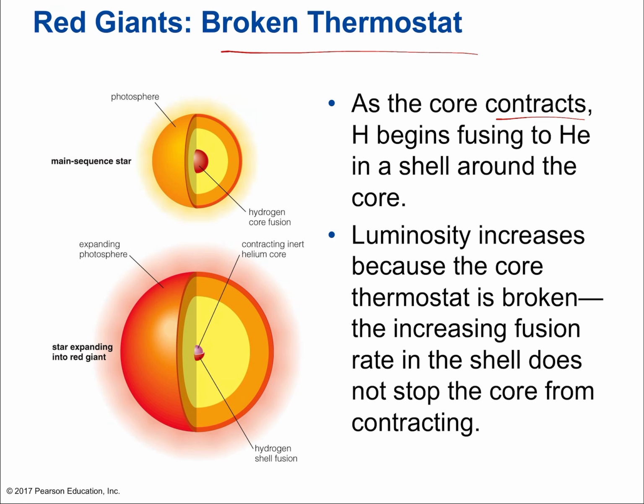Here is the main sequence star, and here is the expanding red giant. Notice it has hydrogen shell fusion. The luminosity increases because the core thermostat is broken. The increasing fusion rate in the shell does not stop the core from contracting. So now there's more energy being produced, from a combination of fusion, probably less total fusion than before, but still fusion, and a lot of gravitational contraction. All that energy has to go somewhere, and it goes into the luminosity of the surface, which is now greater.